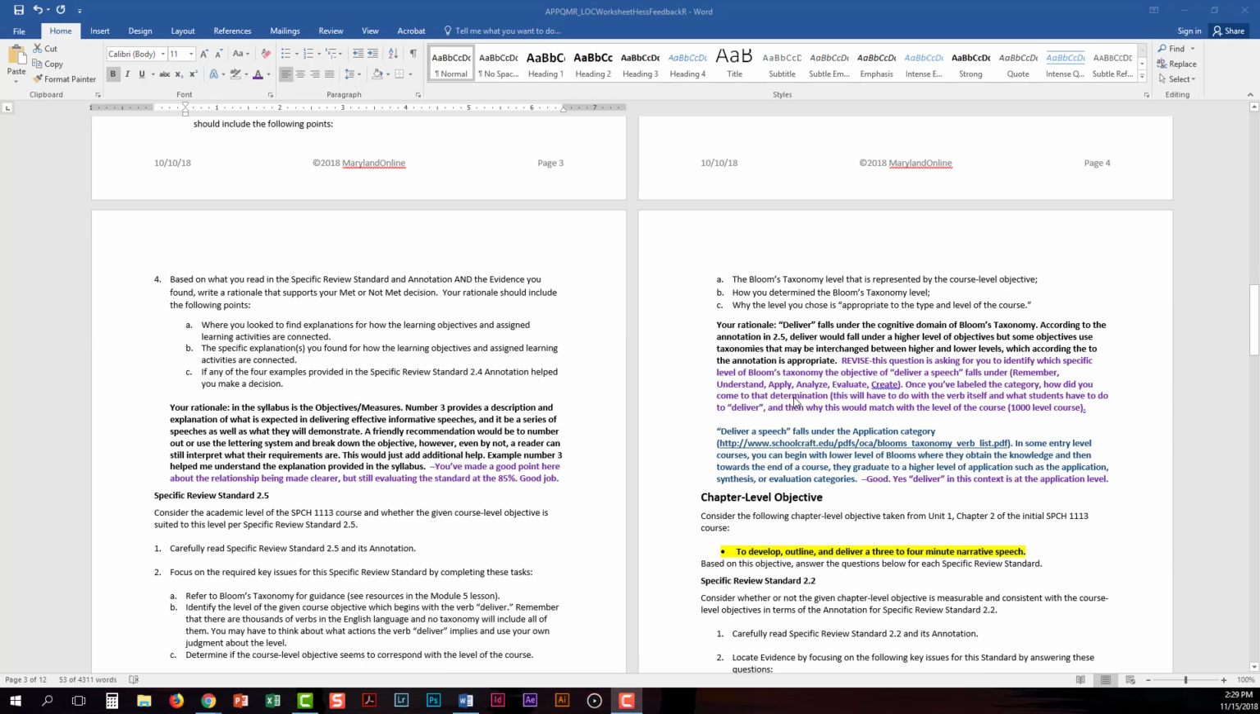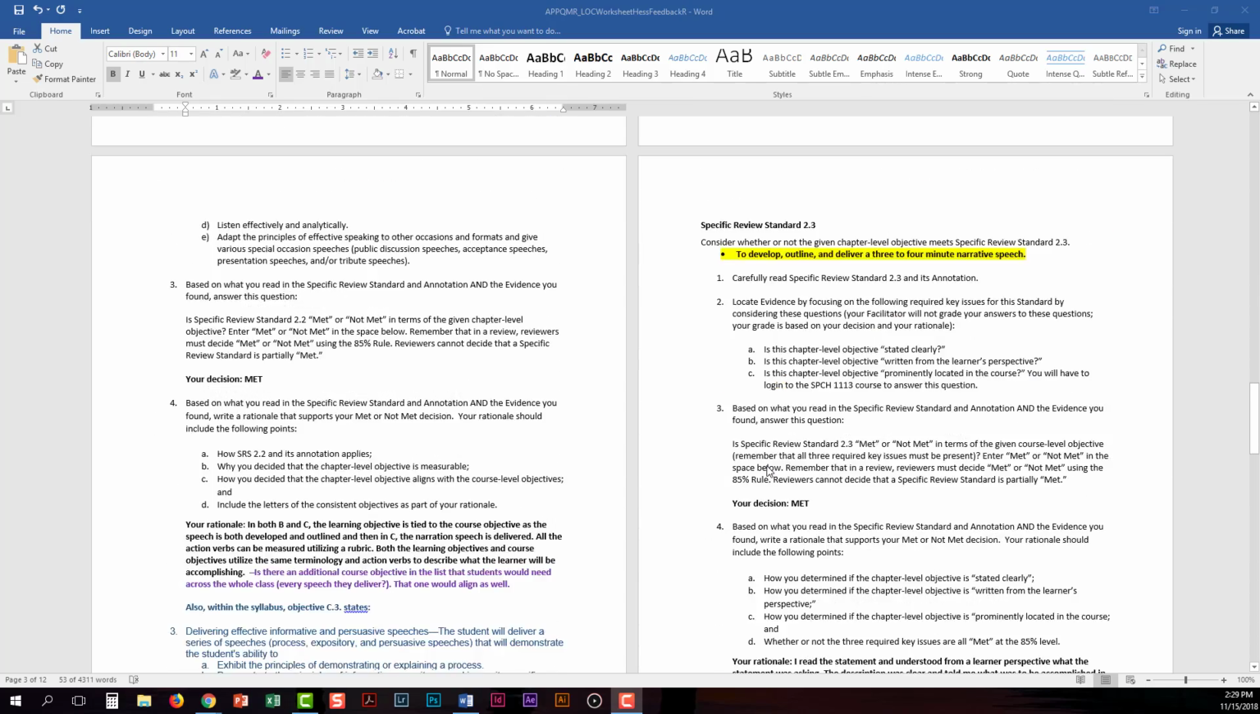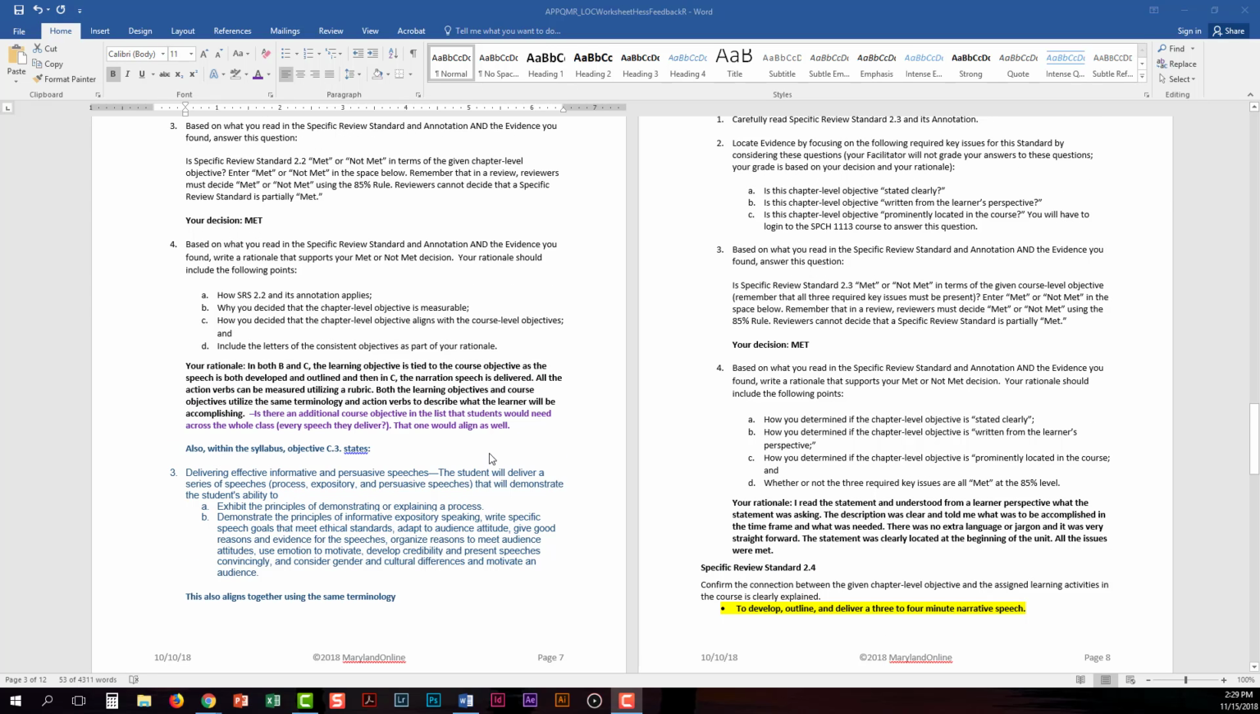Good job, yes. Deliver is at the application level. With this one, we're on page 7. This is question 4. I didn't require you to revise for this one, so I appreciate the extra work that you did here to explain the alignment. This particular question is asking of the course objectives that are listed on the previous page, which one of them are consistent with the chapter level objectives.